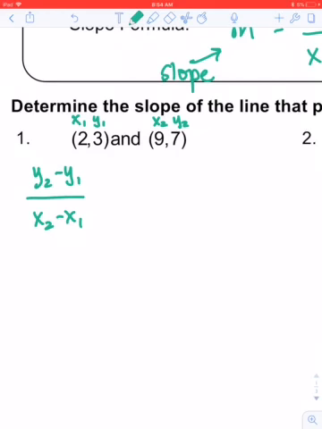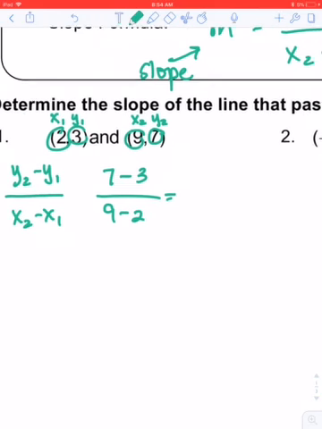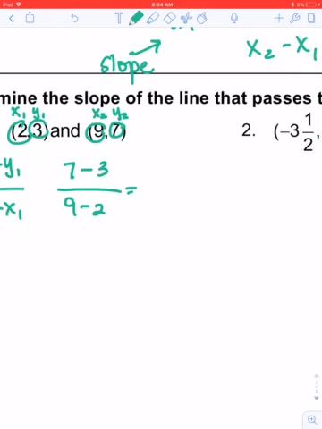So I'm going to plug in my numbers here. So y2 would be the 7 minus 3 over x2 would be 9 minus x1 would be 2. So I'm going to just work out the top, work out the bottom, and I should have my slope. 7 minus 3 is 4. 9 minus 2 is 7. So my slope would be 4/7. That's your answer. Literally all it is.